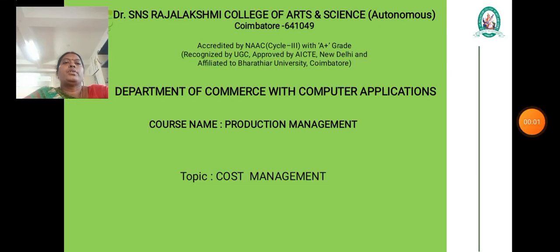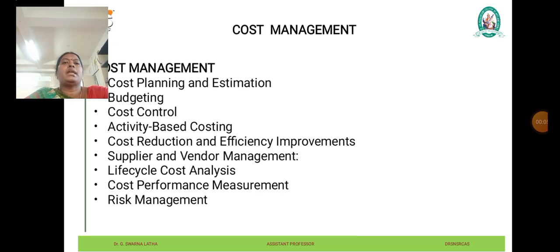The topic we are going to see now is cost management, which is involved in production management. Controlling production cost is essential for maintaining profitability. This includes optimizing resource utilization, reducing waste, and identifying opportunities for cost savings without compromising quality or efficiency.